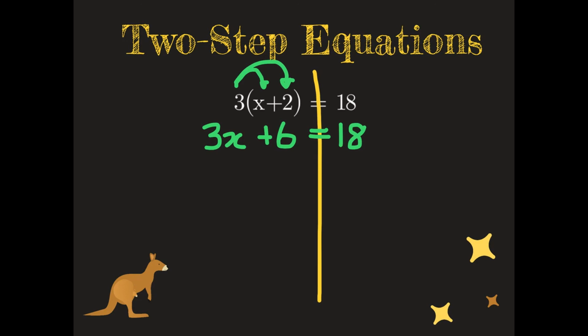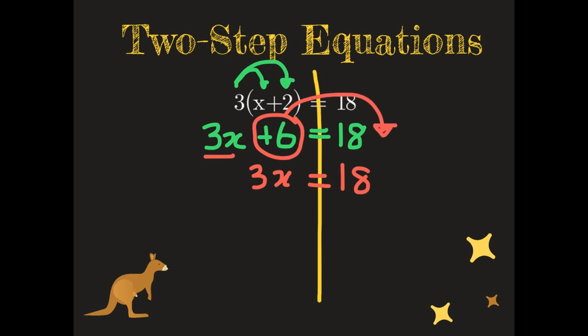We need to move the positive 6 over to the other side. So I'm going to keep this 3x over here because we want to keep the x's on the left-hand side. The 18 stays there as well. I'm going to move this positive 6 over to this side over here. And positive 6, the opposite operation would be to subtract 6. Hopefully by this example you're starting to get the hang of it, so you should be able to see what our next step will be.